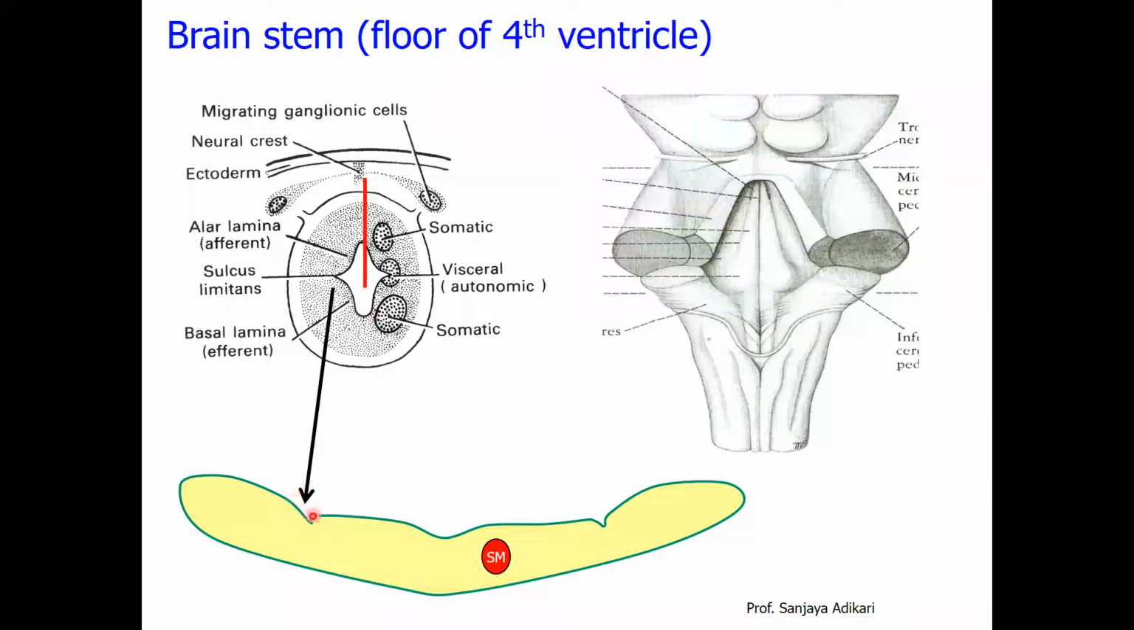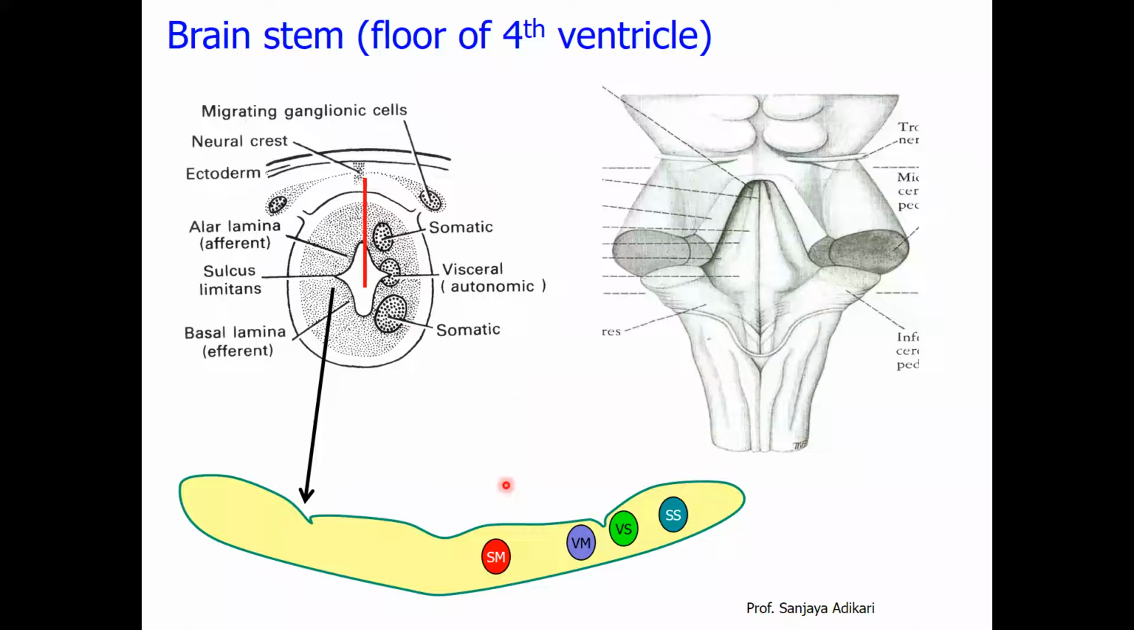And this is the area of the sulcus limitans. The autonomic motor ones, visceral motor ones, are close to the sulcus limitans but medial. This one. And the visceral sensory ones are just lateral to it. Visceral sensory, autonomic sensory. Then these somatic sensory ones are further away.